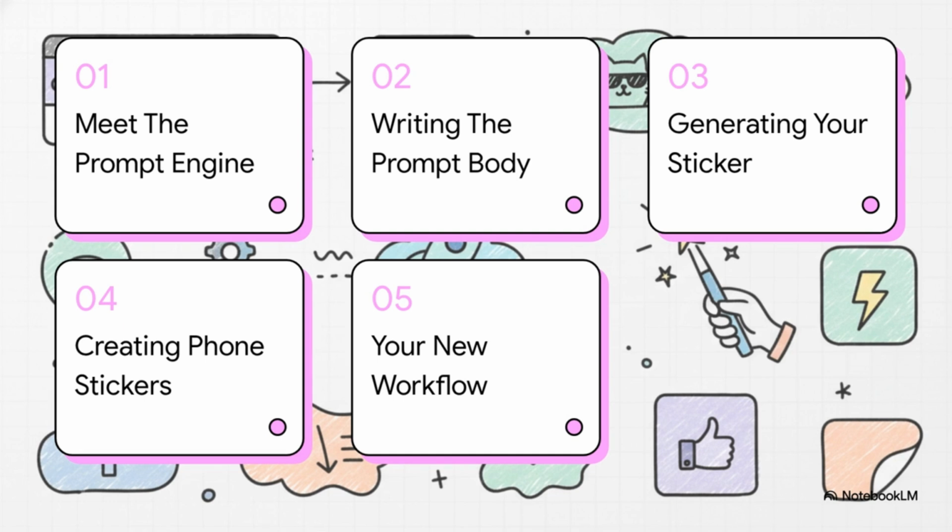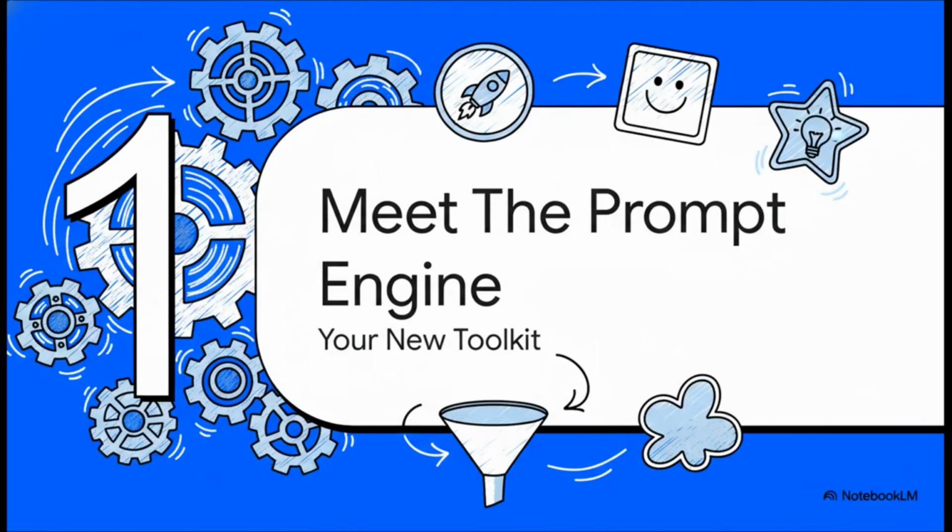Okay, here's our game plan. First, we're going to meet the prompt engine. Then, we'll dive into how to write the prompt body. That's your main creative step. After that, we'll watch the AI generate the sticker, get it onto your phone, and finally, we'll recap the whole simple workflow. Let's kick things off with Section 1, Meeting the Prompt Engine.